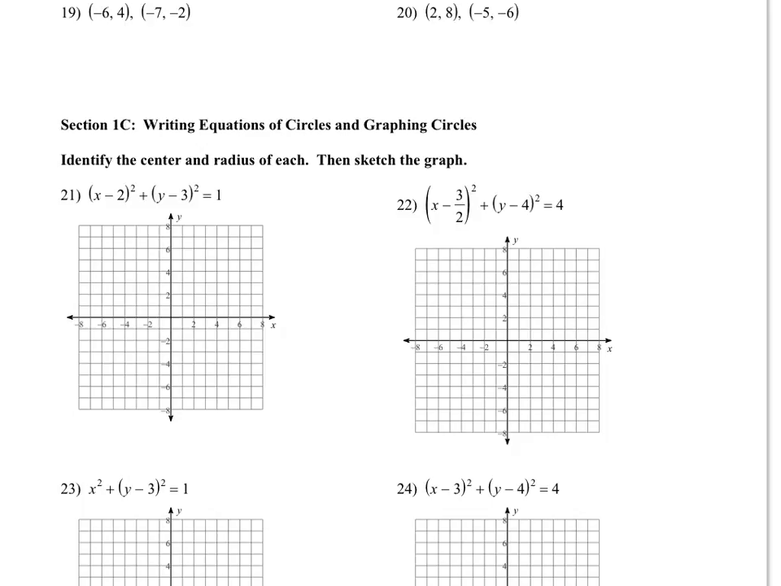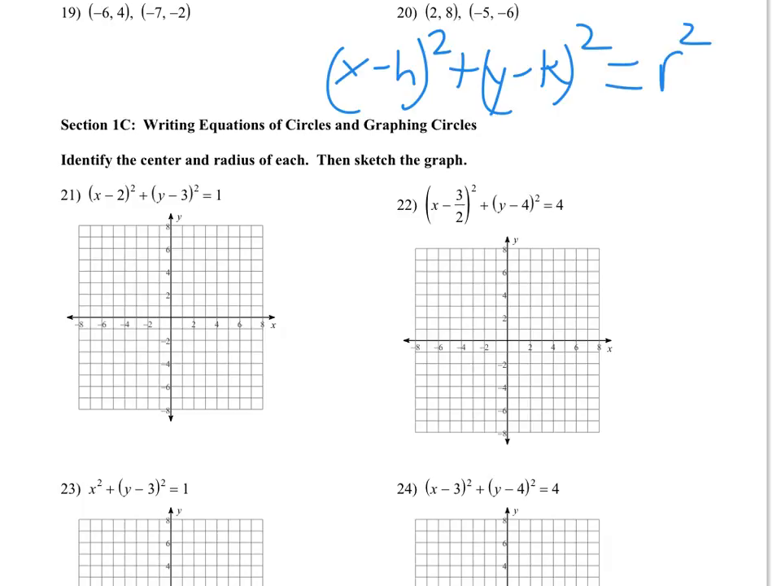In section 1C, we're going to look at writing equations of circles and also graphing circles from an equation. So, the general formula for equations of circles is this: x minus h squared plus y minus k squared equals r squared, or the radius squared. Remember, the center of the circle is (h, k). So that would be these two values in the formula.